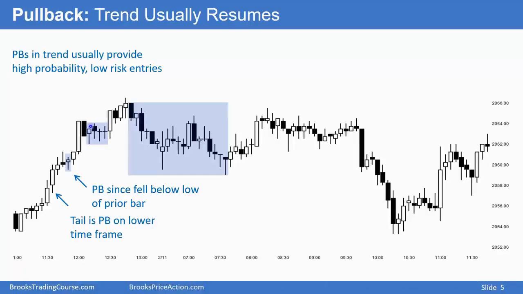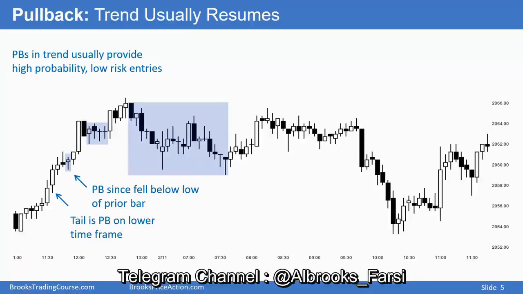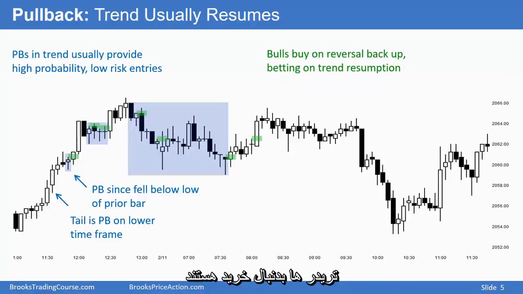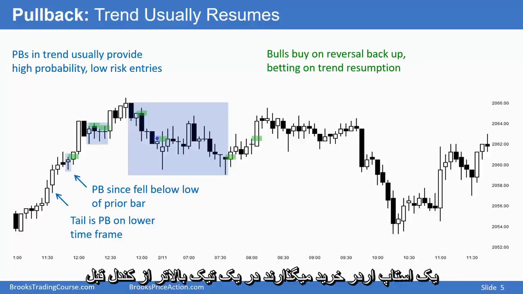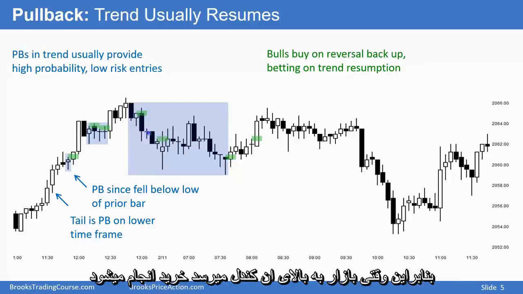Once, tried to resume, twice. And this is a bigger pullback. Here, it lasted about 20 bars or so. Traders are looking to buy when the trend resumes. So when they see a pullback, they place a buy stop order 1 tick above the high of the prior bar, so that when the market goes above that bar, they get long.